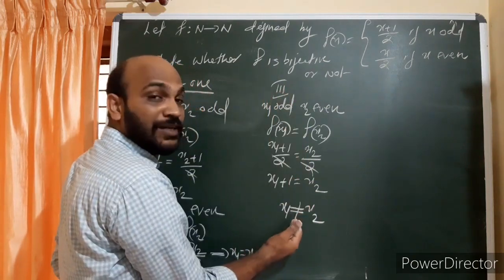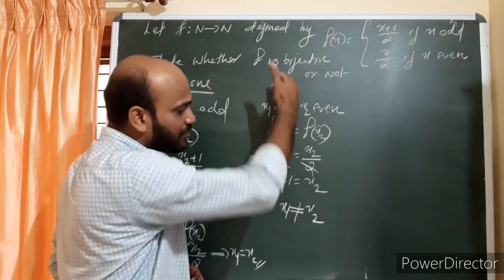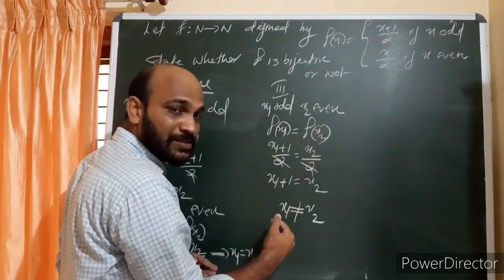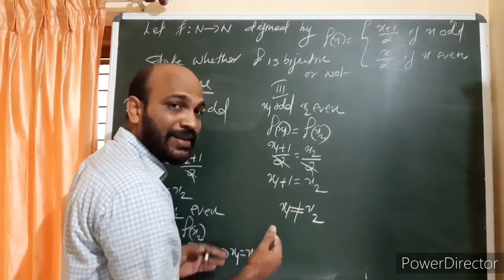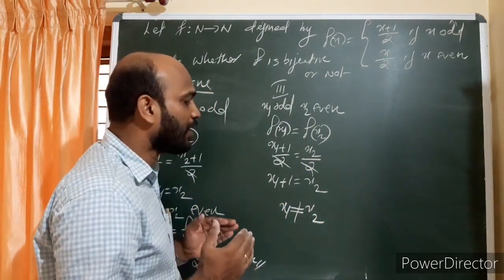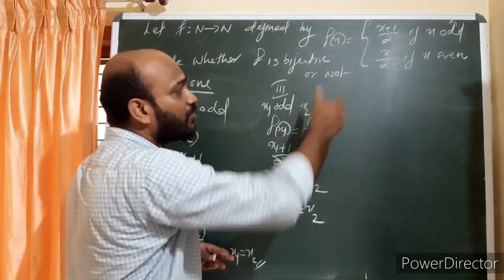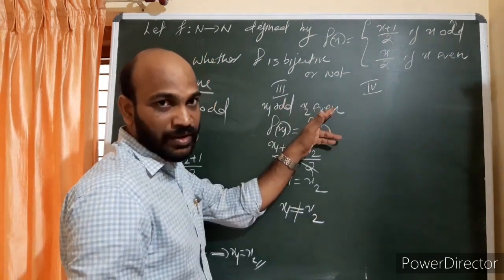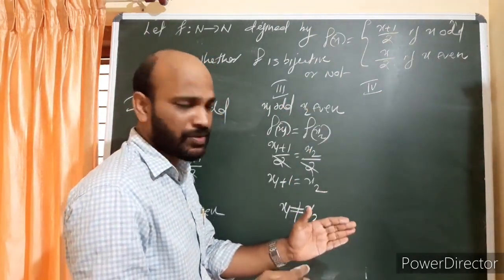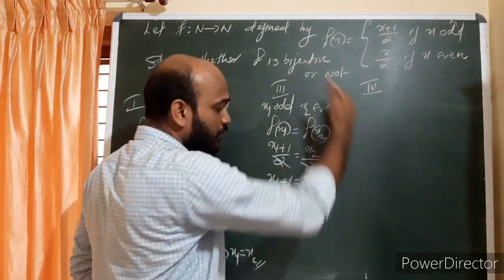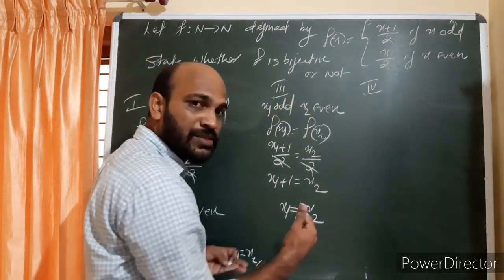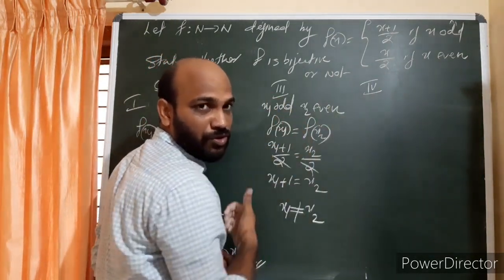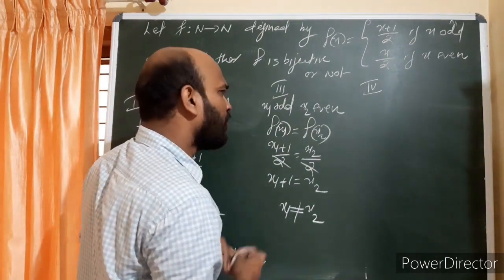So function is 1-1 or not 1-1? Function is clearly not 1-1. If it was 1-1, f of x1 equal to f of x2 implies we would get x1 equal to x2. Here we are getting x1 not equal to x2. So function is clearly not 1-1. Same way, fourth case also. Case 4 is x1 even, x2 odd. In that case also we will get x1 not equal to x2. Actually we need not go for the fourth case because we already got x1 not equal to x2, so it is not 1-1. If it is okay here, then you have to go for the fourth case also. Anyway, if you want, you can do it.